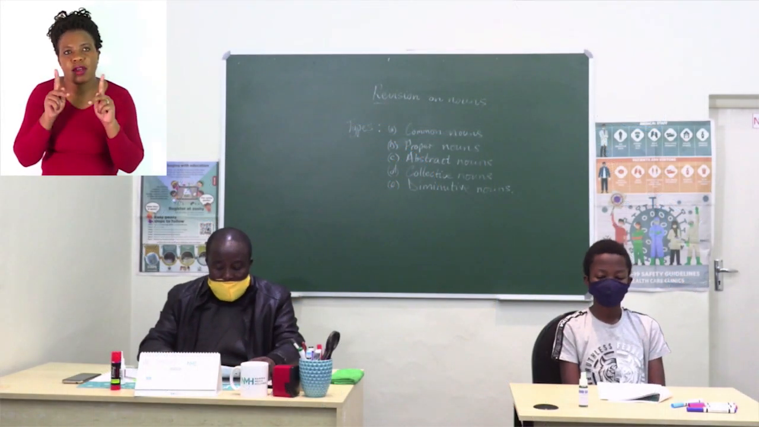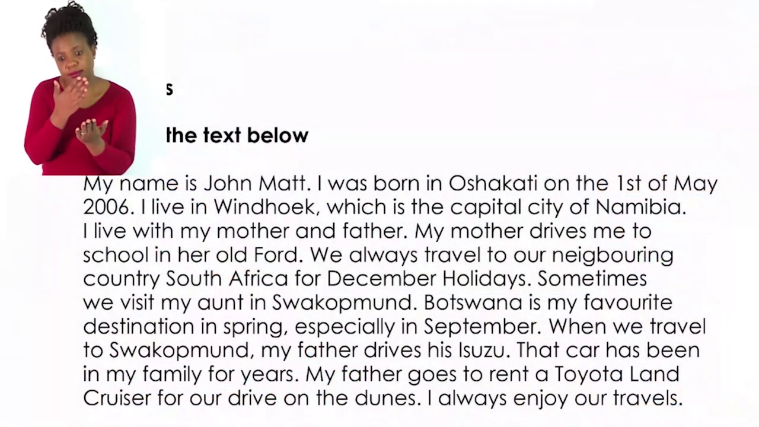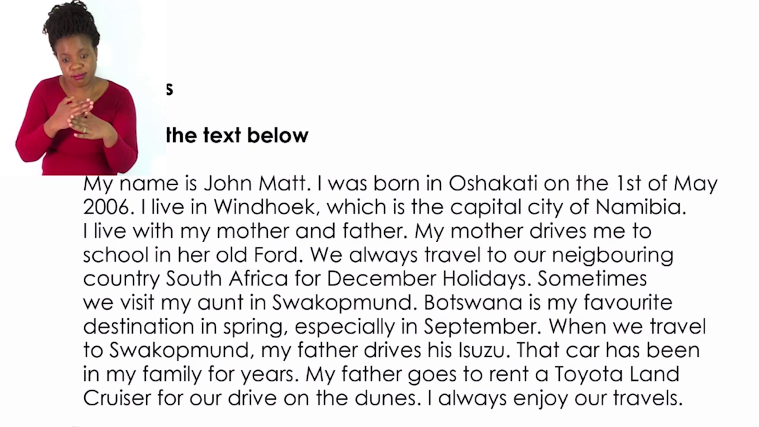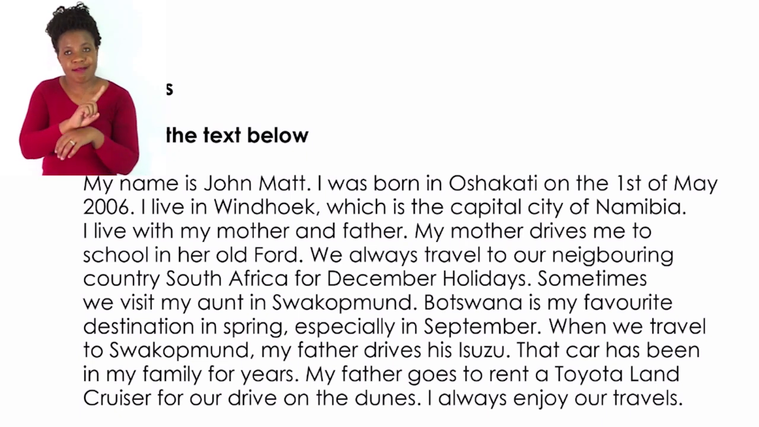All right, boys and girls, let us turn to page 4. This is where we are beginning our activities for the nouns. I will read the passage and you should also follow through. Read the text below. My name is John Matt. I was born in Oshakati on the 1st of May 2006. I live in Windhoek, which is the capital city of Namibia.